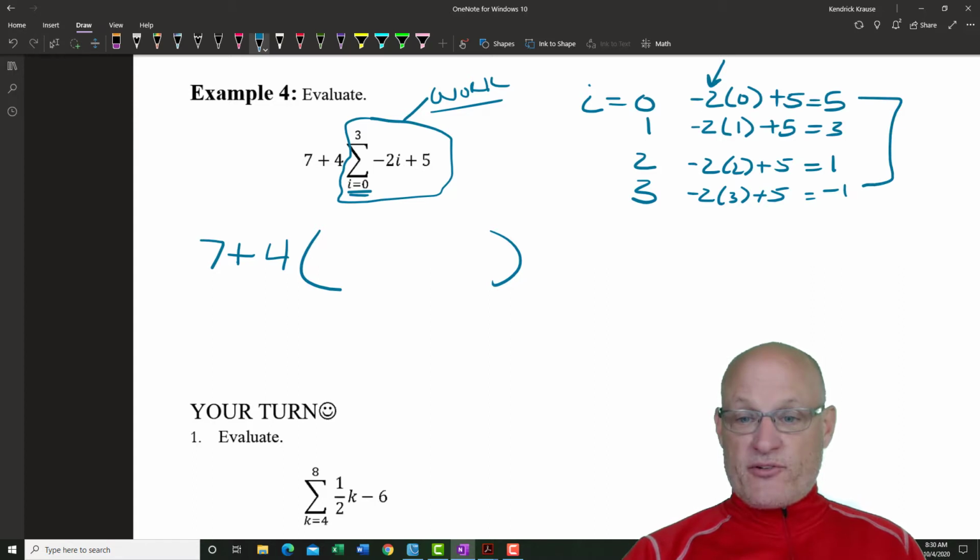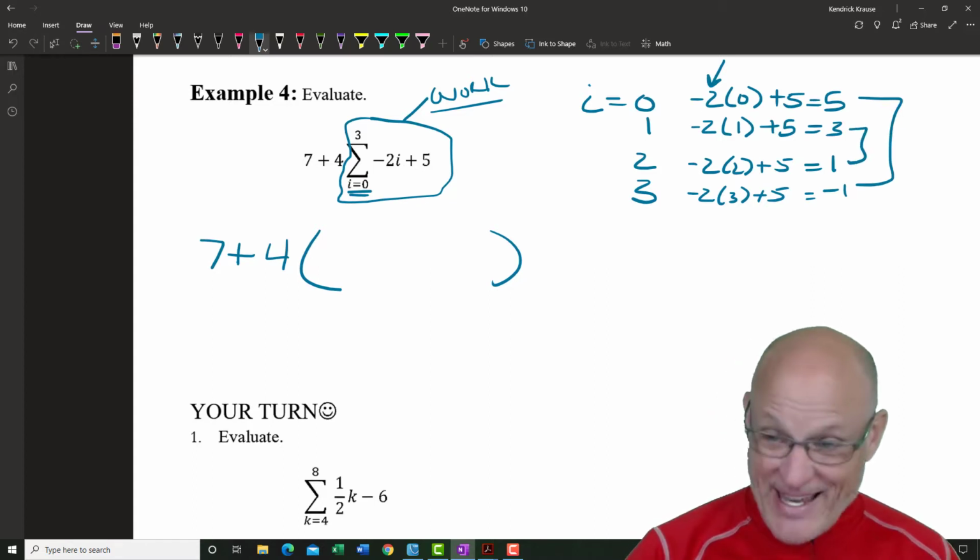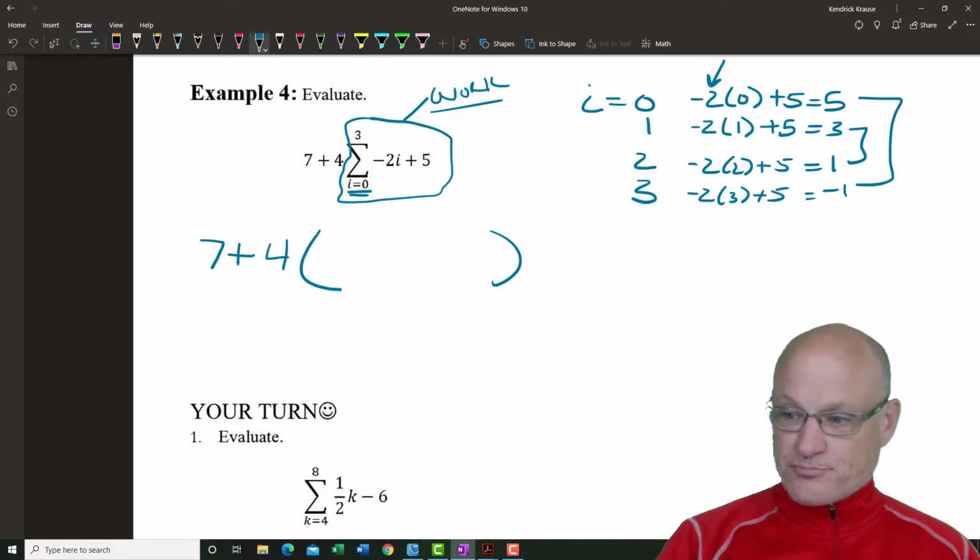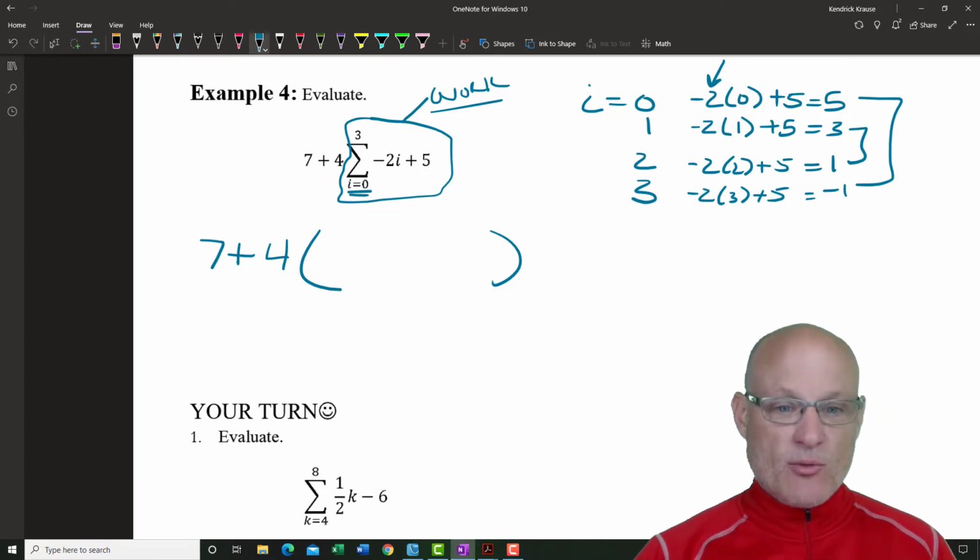So if we add these up, this is 4 and this is 4, so that's 8, right? So we have 8. So I don't know why I need the big parentheses here. 8.